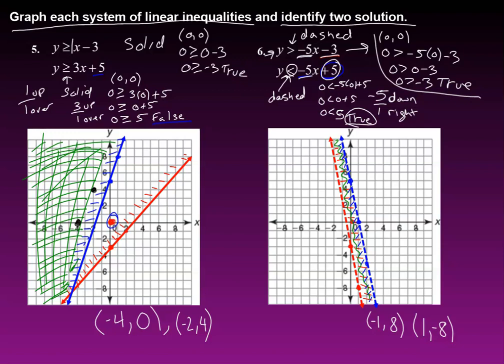And then I had noticed that inside there's a point at -1, +8. Just like right here. And there's a point at +1, or yeah, +1, -8. Or maybe it's +2, -8. There we go. And with that, that's how you graph each system of linear inequalities and identify two solutions.